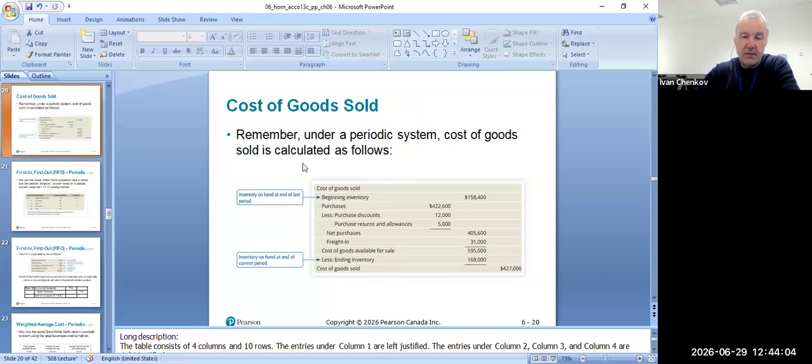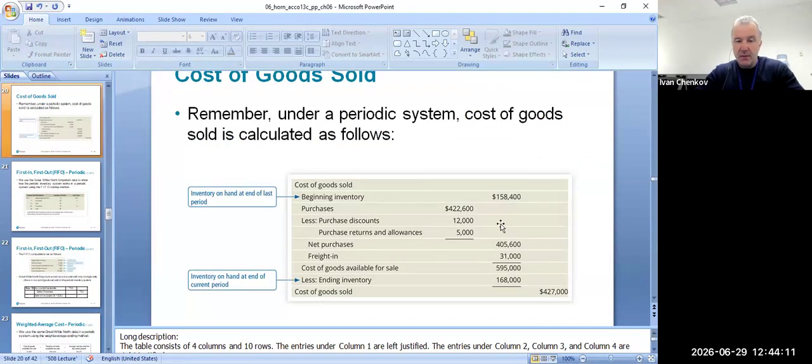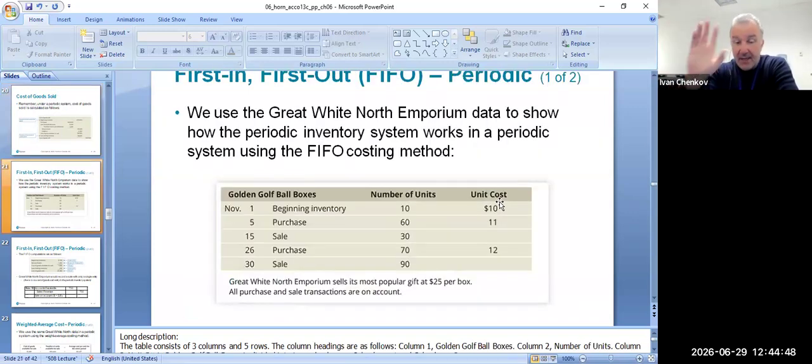So how is this going to go? With the cost of goods sold, remember, in the periodic system only, what we're going to do? We're going to get the beginning inventory. We're going to add the purchases. We're going to deduct the purchase discounts and purchase return allowances, because in the periodic system we keep them in separate accounts. And we're going to come up with the net purchases. If we pay for the freight, we're going to add the freight. And then we're going to see how much we have available for sale. We're going to deduct the ending inventory, and we're going to come up with the cost of goods sold. So basically, we're doing the same thing, but a little bit backwards with the totals, which makes it way easier.